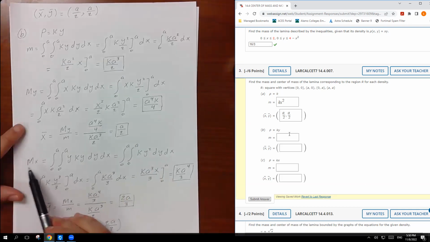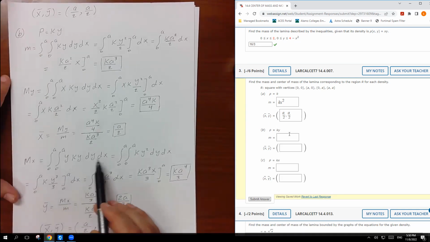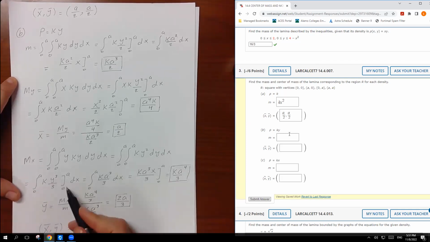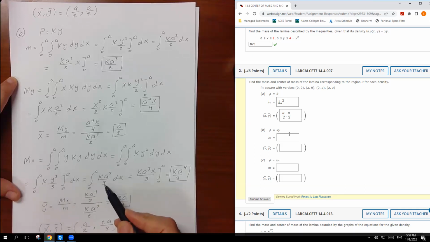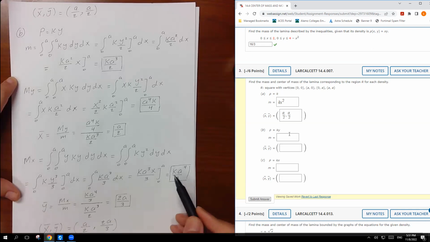Now m sub x is going to be the integral. We're going to add y here. So y times ky dy dx. Y times y is going to be y squared. Find the integral with respect to y. K is a constant, so it's going to be y cubed over 3 from 0 to a, dx. Then find the integral with respect to x. We're going to plug in the a, so it's going to be a cubed over 3 dx. Then it's going to be k a cubed over 3 times x, because we're finding the integral with respect to x, from 0 to a. Then plug in the a, so it's going to be a to the power 4 divided by 3.